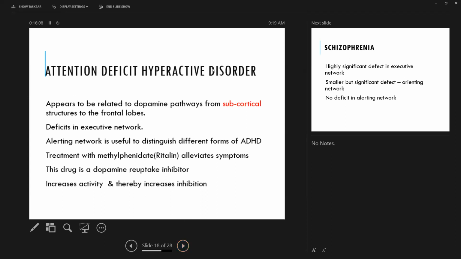Attention deficit hyperactivity disorder appears to be related to dopamine pathways, mainly from the subcortical structures to the frontal lobes. It has deficits in executive networks. The alerting network is useful to distinguish between different forms of ADHD. Treatment is with Ritalin or methylphenidate, which alleviates the symptoms. The drug is a dopamine reuptake inhibitor, which increases the activity and thereby increases the inhibition.